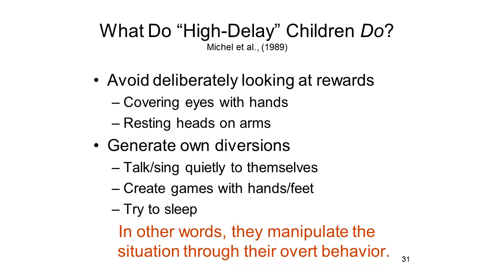In other words, faced with a situation not of their choosing, in which they were forced to wait in the presence of one or both of the rewards, the children actively manipulated the situation through their overt behavior to create a situation in which it was possible to delay. Through their behavior, they effectively put the rewards out of sight, and in that way increased their ability to delay gratification. The kids took control and changed the situation.